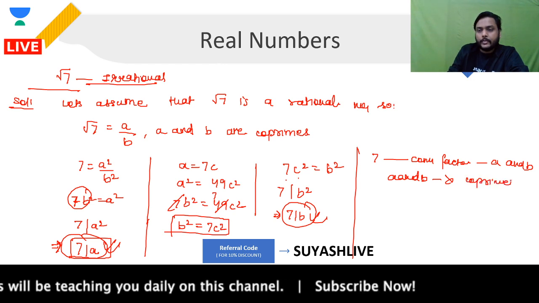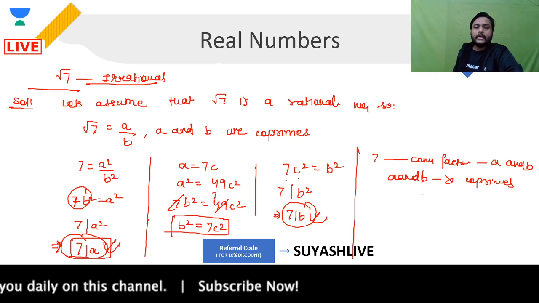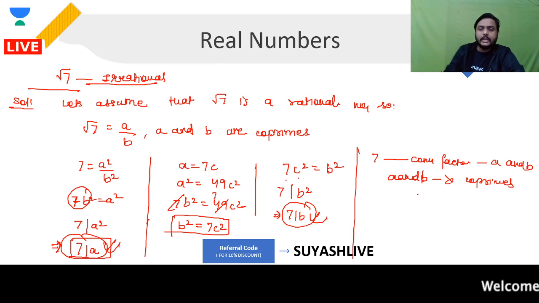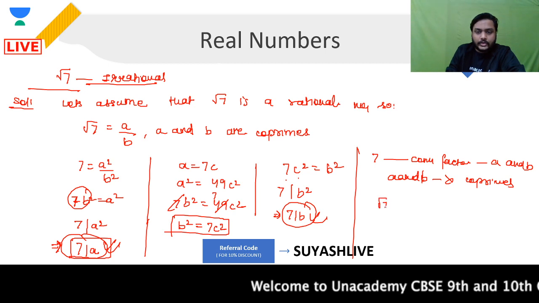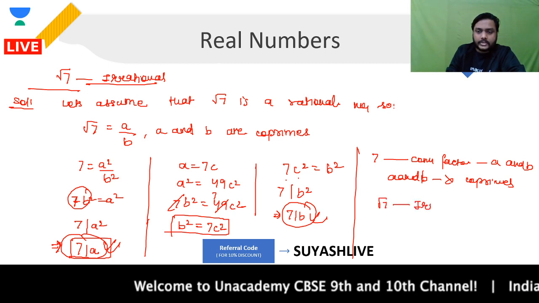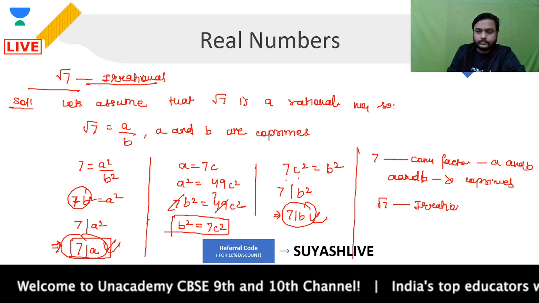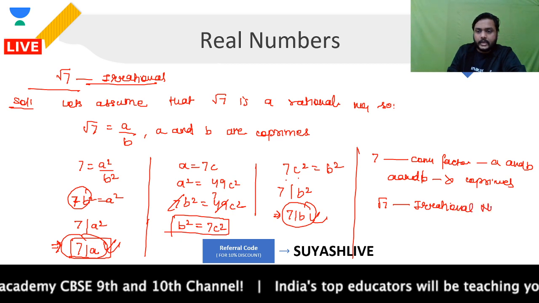आपके a और b co-primes नहीं है, and because a and b are not co-primes, you will simply say that your assumption was wrong, and root of 7 is an irrational number. Are you clear with this or not guys?